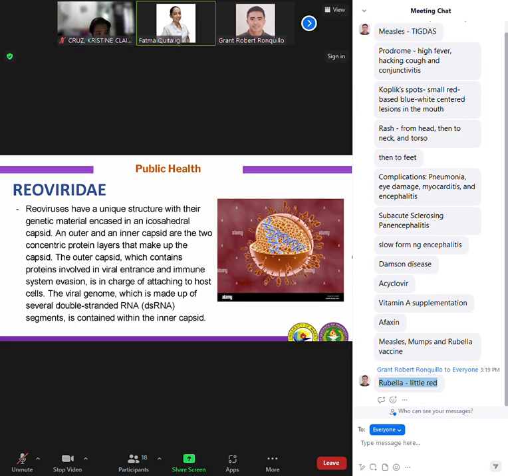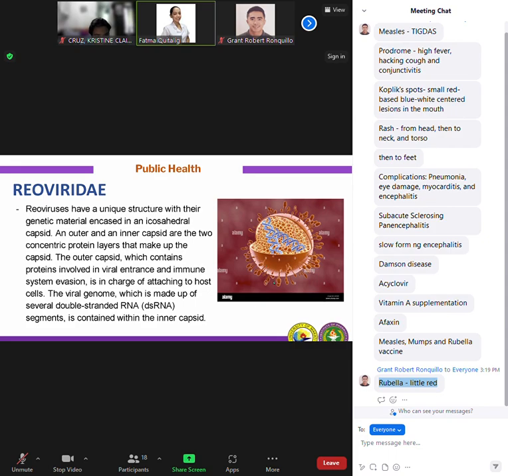So, ayun po. So, an outer and an inner capsid are the two concentric protein layers that make up the capsid. So, yung outer capsid niya nagko-contain ng proteins involved in viral entrance and immune system invasion. So, it is in charge of attaching to host cells. So, the viral genome, which is made up of several double-stranded RNA segments, is contained within the inner capsid. So, next po.